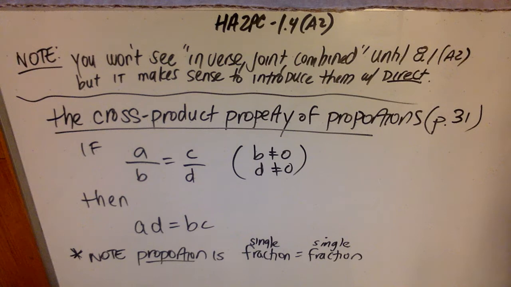You don't technically see inverse, joint, and combined variation until we get to 8.1 in Algebra 2, which is usually going to happen sometime in late December or early January. But it makes sense to introduce them at the same time as direct variation. One of my complaints with your textbook, and with most high school textbooks, is that sometimes they introduce the tip of an iceberg and not the full topic.